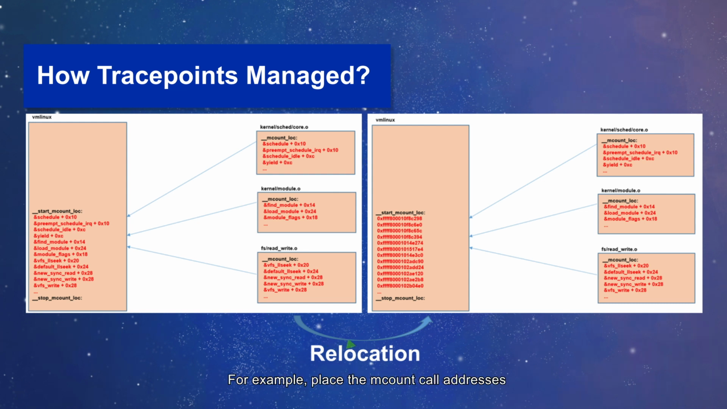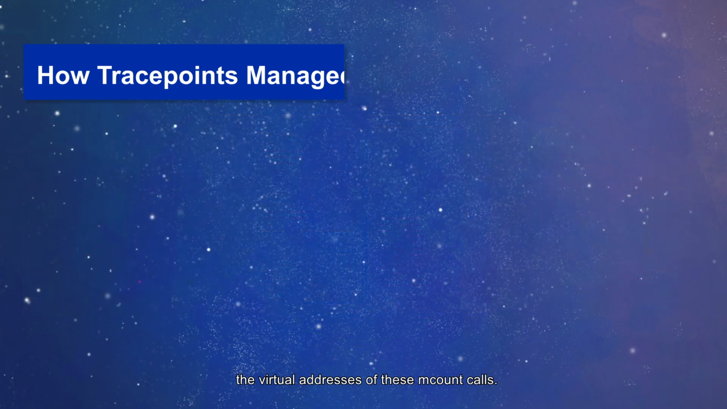For example, place the mcount addresses in the three .o files on the right of the left figure between __start_mcount_loc and __stop_mcount_loc in the vmlinux file on the left. Then perform relocation to obtain the virtual addresses of these mcounts.